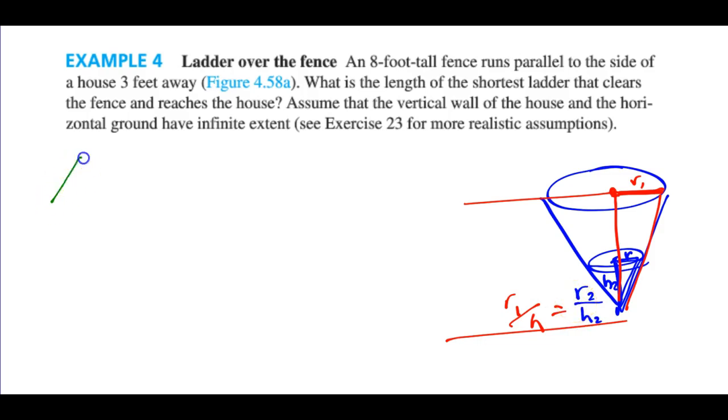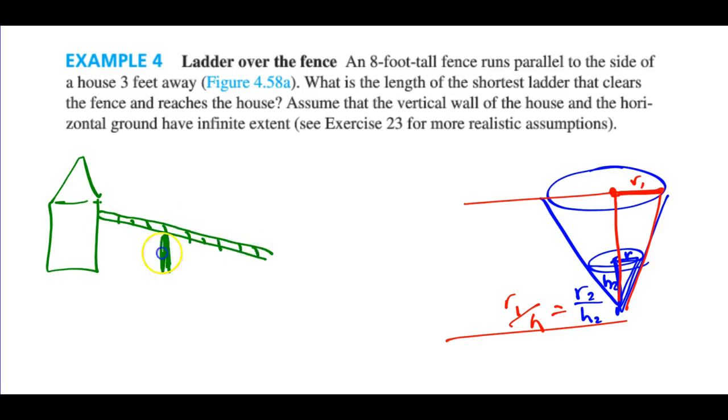In this case, we have a house and a ladder that's extended to the house, and it's over an 8-foot tall fence. And so I have a fence, and it's parallel to the house 3 feet away. So there's parallel to the house. So let's label this house. We got this height here. We don't know how high the ladder is, and we have this unknown value here of x.